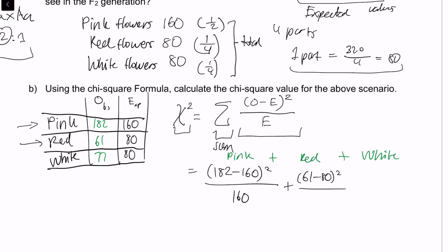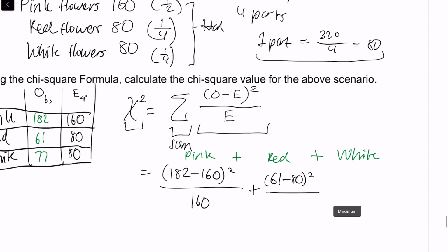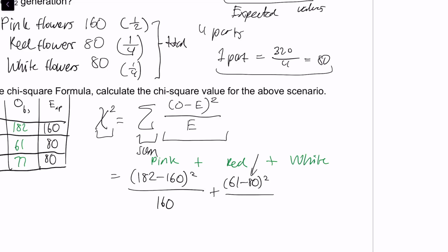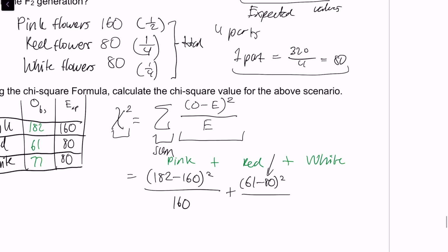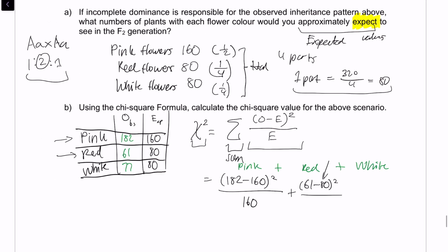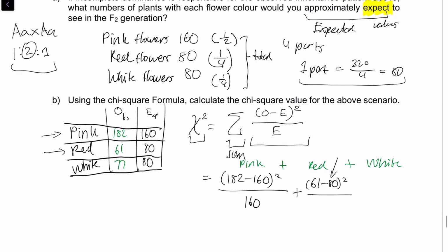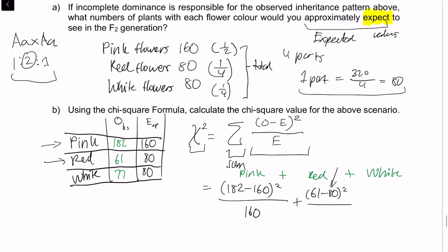Don't forget the squared. And the reason we squared that is because if you notice, if we just did 61 minus 80, that'll give us negative 19. And we don't really usually want to work with negatives in our answer, because it's not significant to have a negative and it doesn't help with the calculation we're trying to find for the chi-squared test. Okay, so just remember that squared all the time.